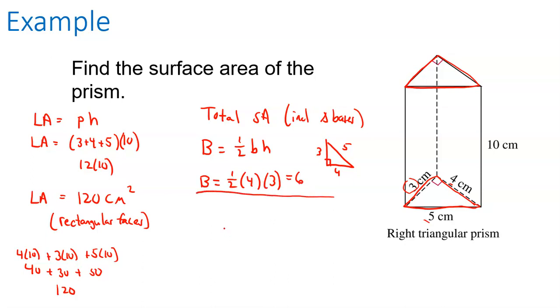All right, so now it looks like I'm ready to throw the whole thing together. So the total surface area is the lateral area, which is 120, plus twice the area of the base, because I got two bases. I got a base of 6 square centimeters down there, and I got a base of 6 square centimeters up there. So I got 120 plus 12, so my total surface area is 132 square centimeters. So these things are still measured in square units. That's how I find the total surface area of my prism. All right, same process applies if you had prisms of other dimensions.